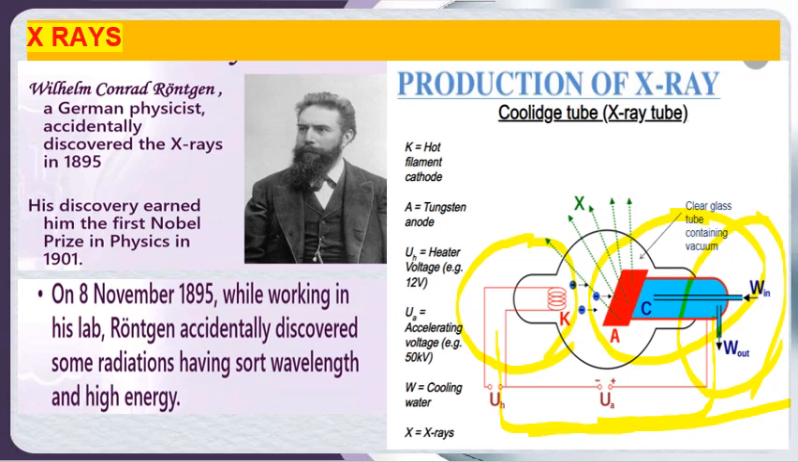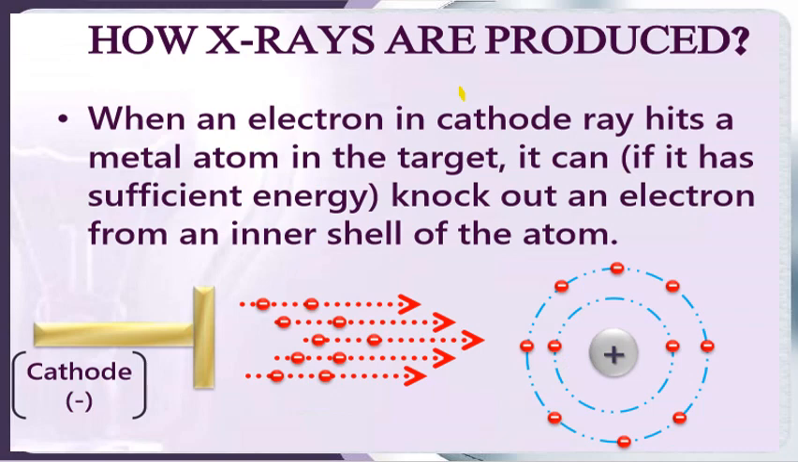Right? Now next is how these X-rays are produced. What is the theory about it? Now here it is given. It says that when a highly energetic electron coming out of the cathode ray hits the metal atom, look at this metal atom presented here.